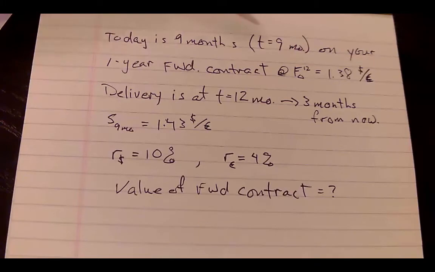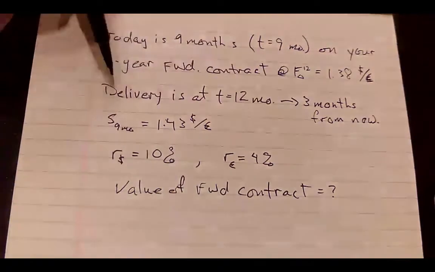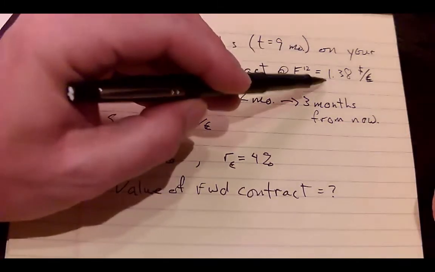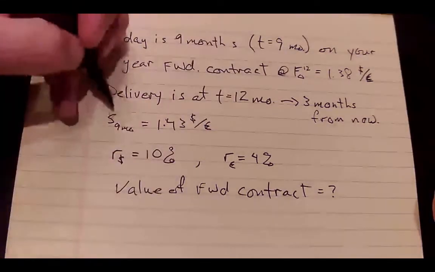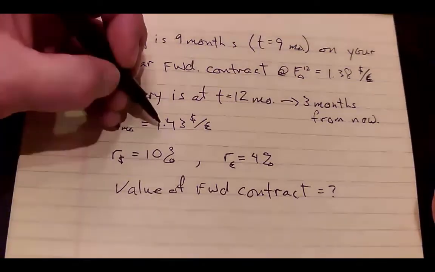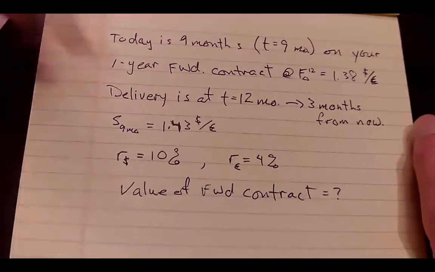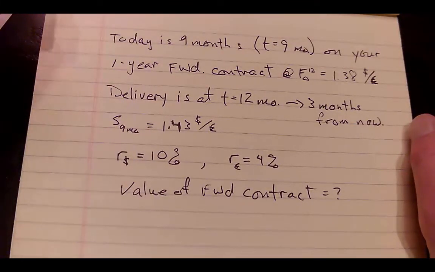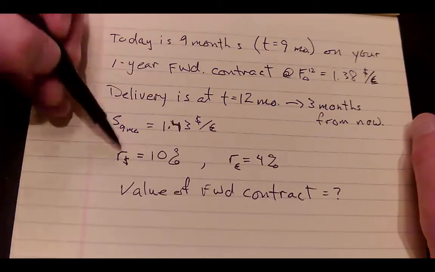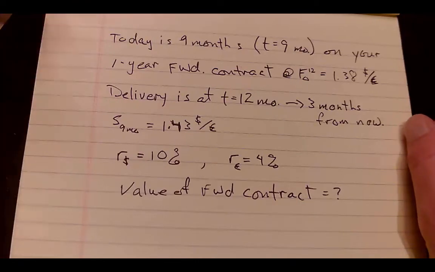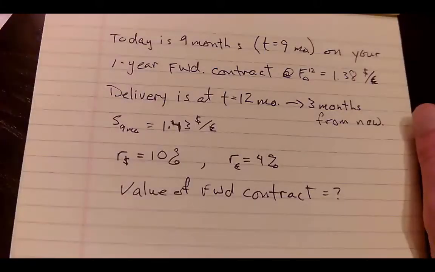Today is t equals 9 months on a 1-year contract, so it has 3 months left to go. 3 months from now is the delivery date. They give you the forward rate on the contract, which is 1.38. The spot exchange rate today, that is the price of a euro today, is 1.43 dollars per euro. That is, 1 euro costs $1.43. It also gives us interest rates today, which apply to any present value calculations, and they're asking for the value of the contract.